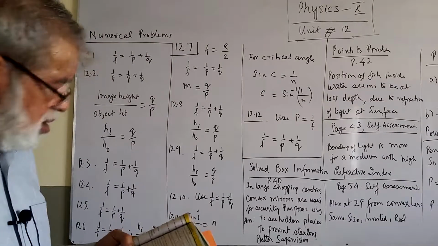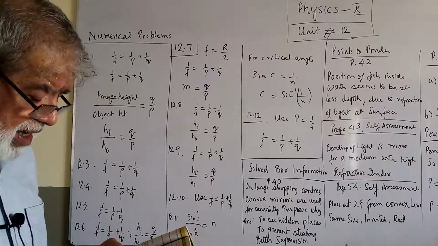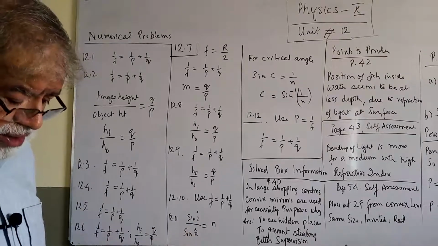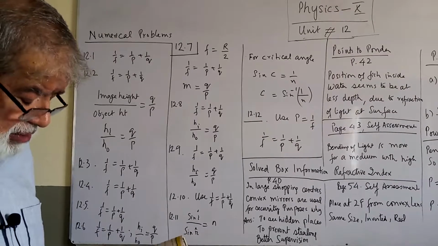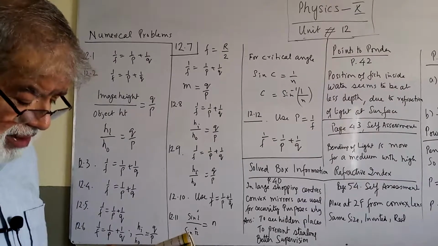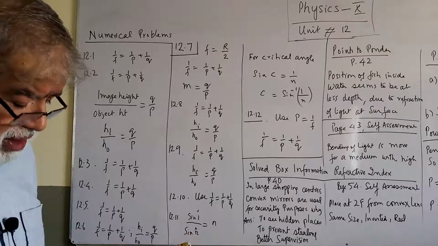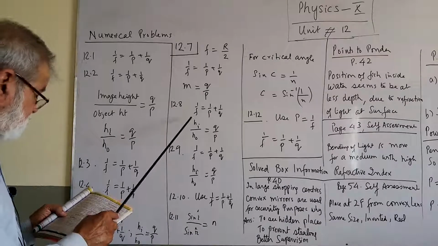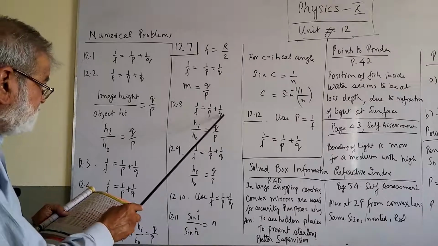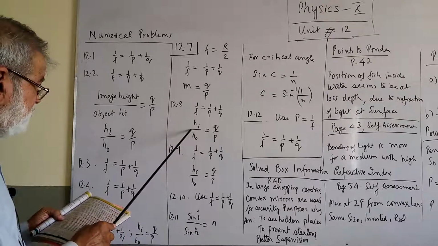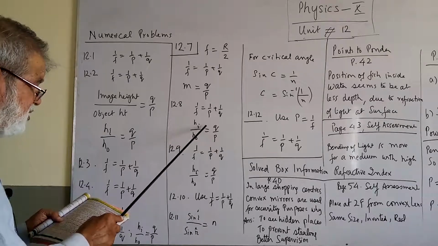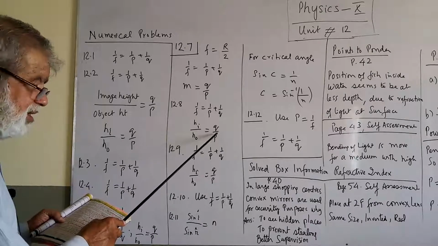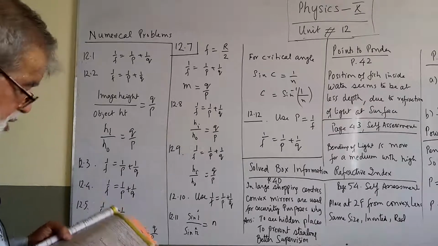12.8. An object 4 cm high is placed at a distance of 12 cm from a convex lens of focal length 8 cm. Calculate the position and size of the image. Also state the nature of the image. 12.8. So use this formula: 1 over f is equal to 1 over p plus 1 over q, and the height of the image divided by the height of the object is equal to the distance of the image from the lens divided by the distance of the object from the lens.